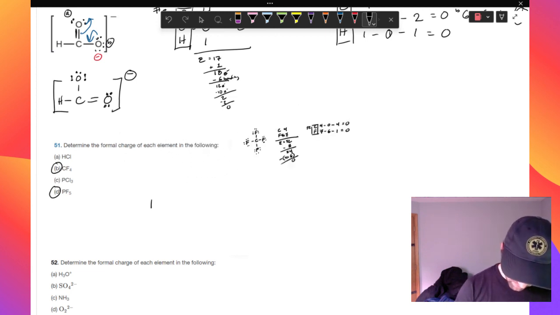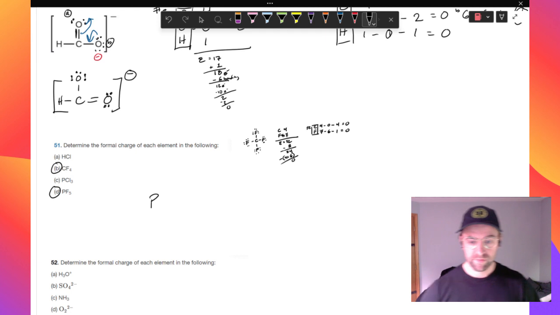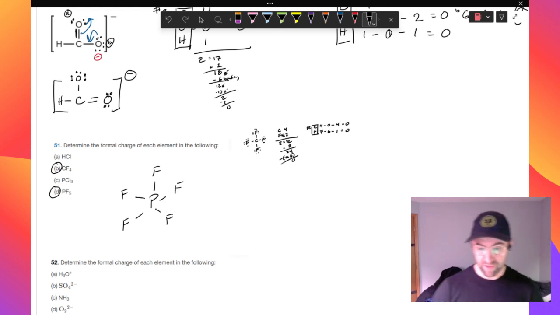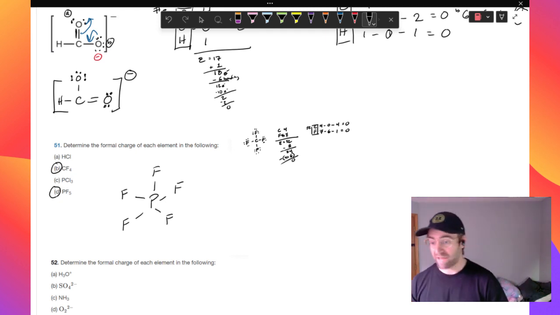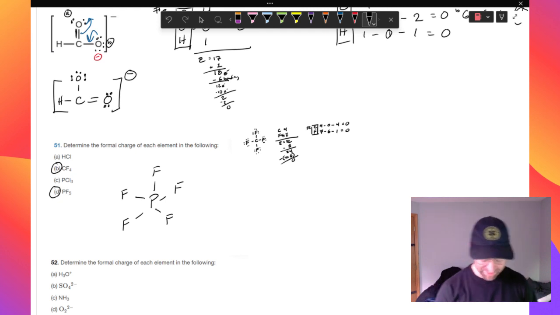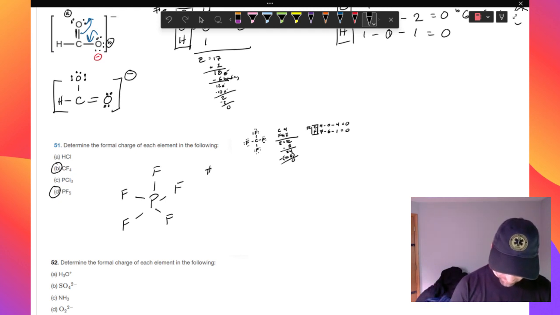Let's look at phosphorus pentafluoride. Oh, excuse me. There's 1, 2, 3, 4, and 5. Phosphorus is in group 3 or above, so it can be hypervalent, which would have to have 5 bonds in the first place, right? So let's look at number of electrons again.